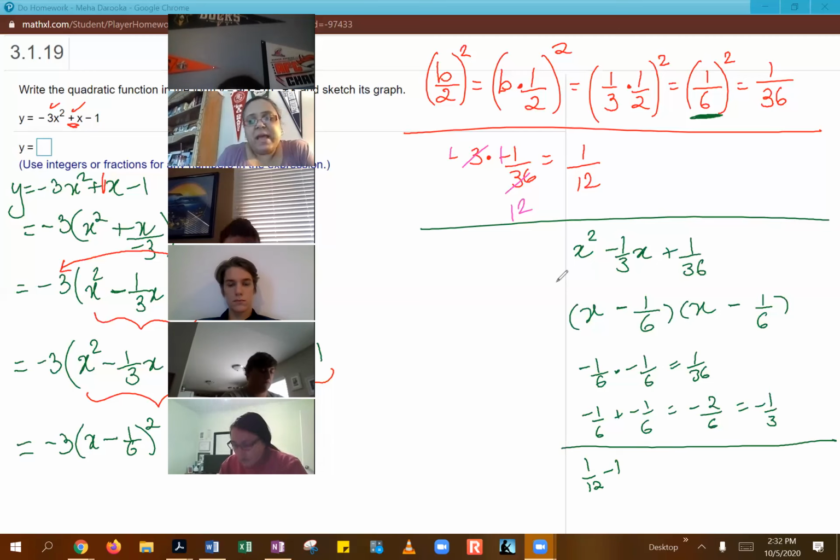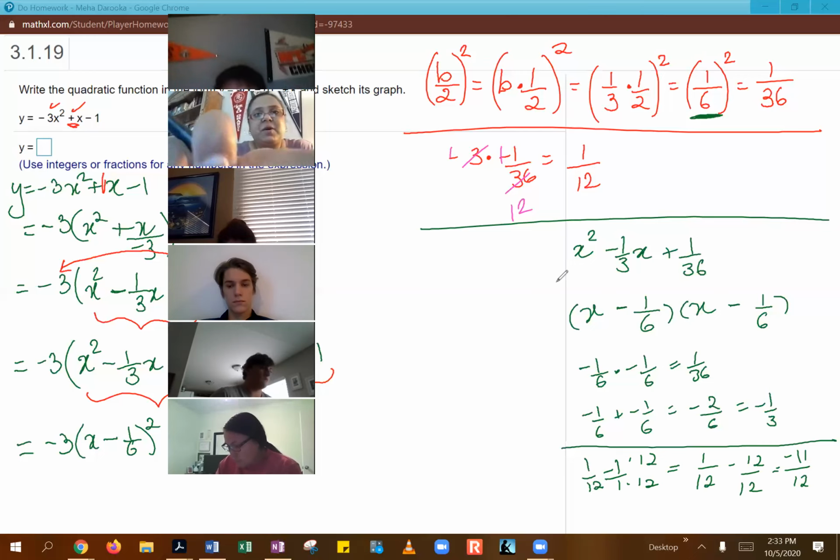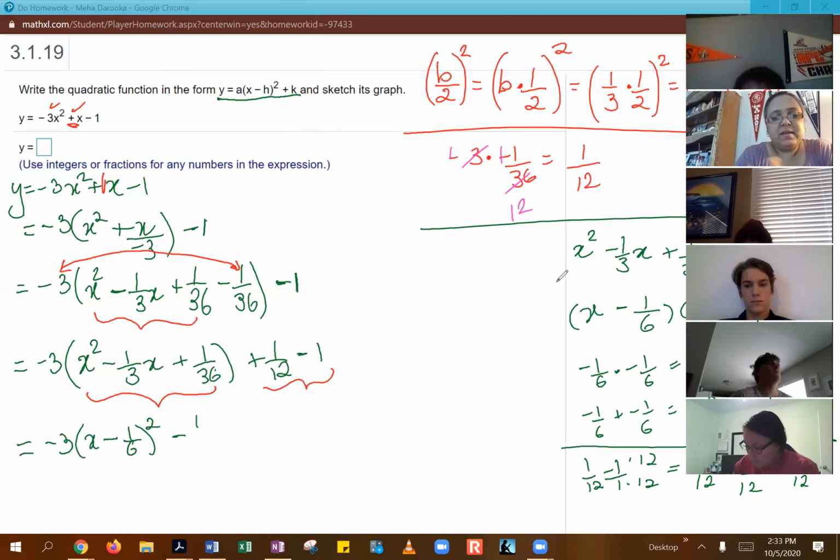Okay, so remember, guys, the minus 1 that we have at the end, we will need to make that into a common denominator. If right now we think of that denominator as being 1, to make it into a common denominator, you would multiply this by 12. So we would end up with 1/12 minus 12/12. And you can see when you do 1 minus 12, that's where the negative 11 over 12 comes from. And that's the last part we have to do. So you would have negative 11 over 12 on the outside.